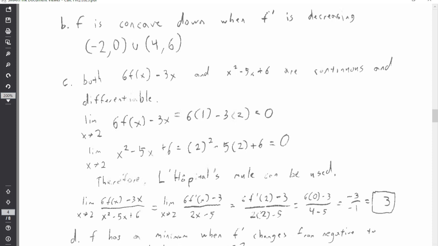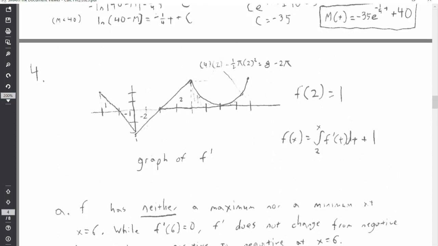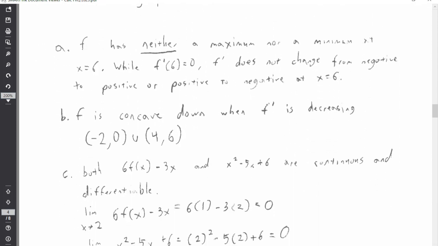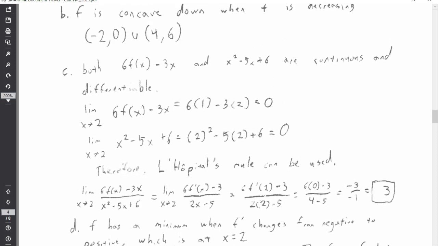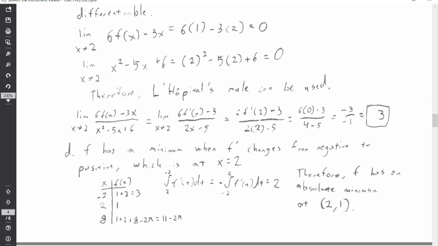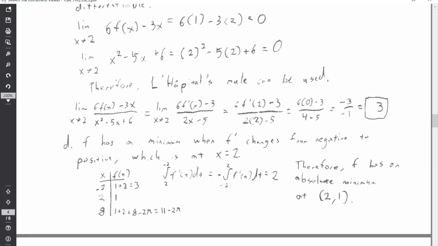So first off, f has a minimum when f prime changes from negative to positive. I write that explanation down, then I look up at the graph. Where are we changing from negative to positive? Oh, it's at 2. So x equals 2 is our candidate for a minimum. Well, luckily, we already know what f of 2 is, so that's done for us. That's 1. So we just need to figure out the function at the endpoints, which I showed a little bit of the work here, but I've already done most of it.